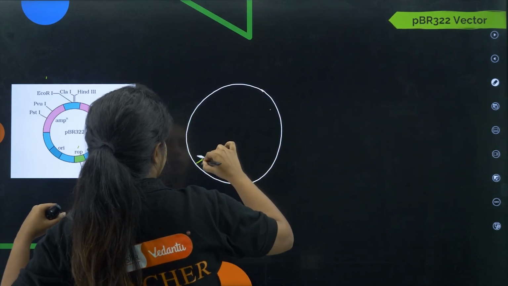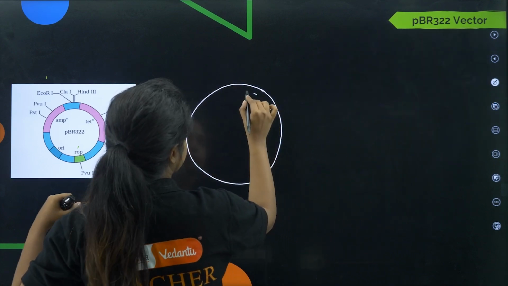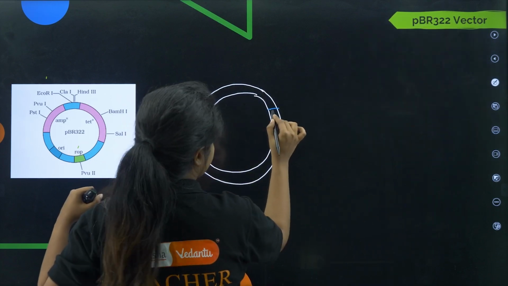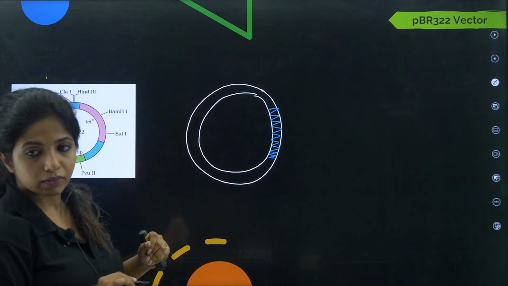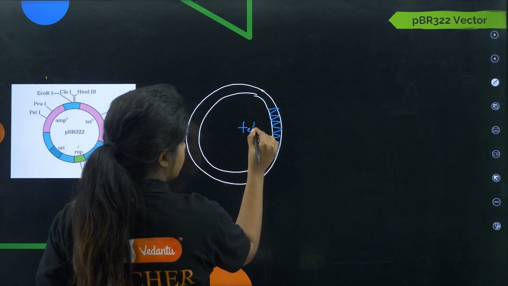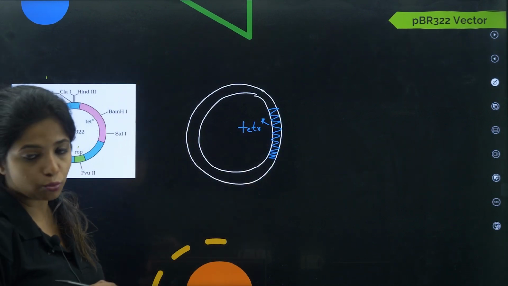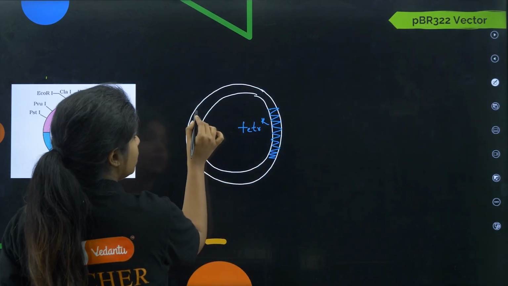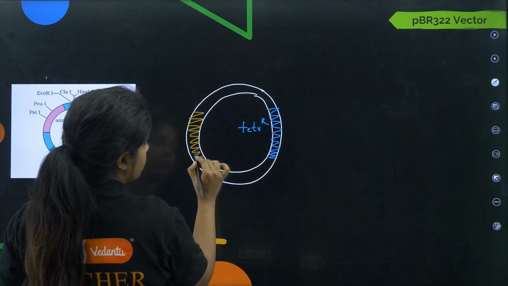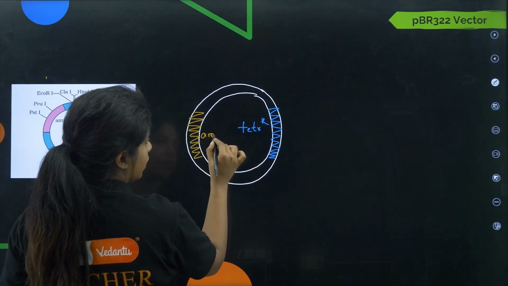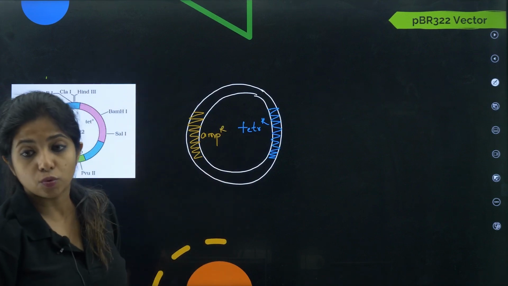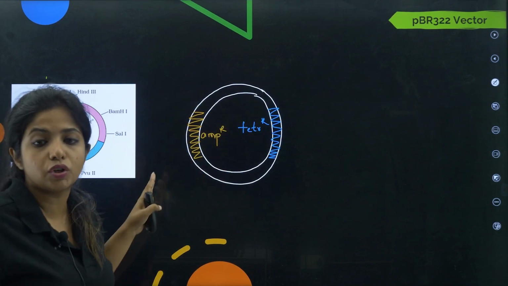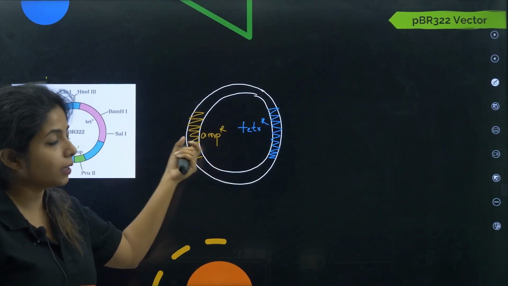This gene is for tetracycline resistance. Tetracycline is a drug, and this particular gene is the tetracycline resistance gene. Over here, this is another gene which helps this organism to be resistant against something known as ampicillin. This is again a drug. So we have 2 drugs, and this particular plasmid is resistant to them because it has the resistance genes.